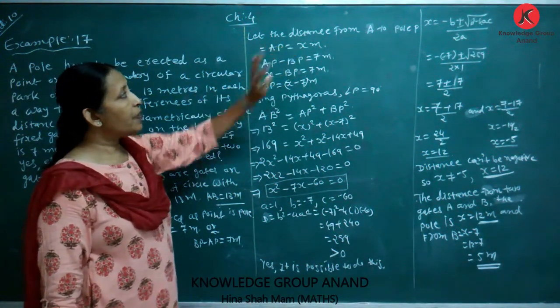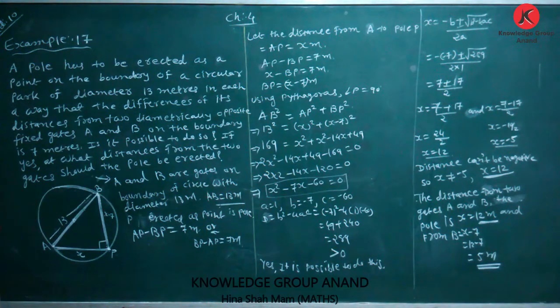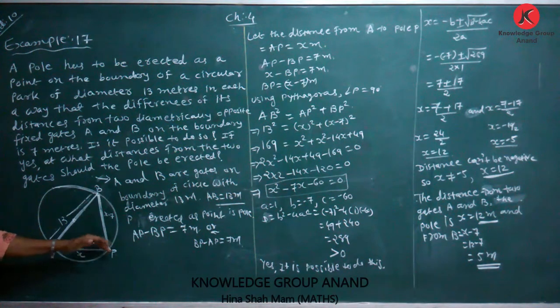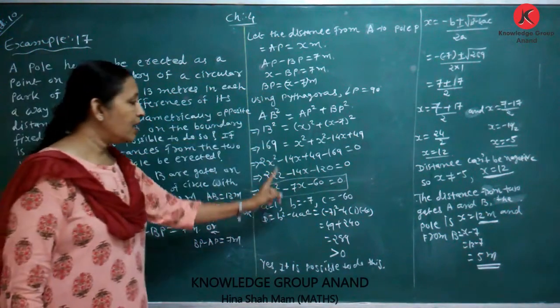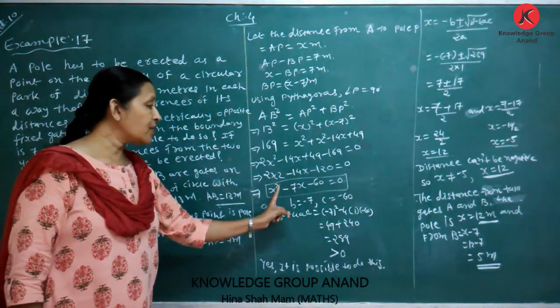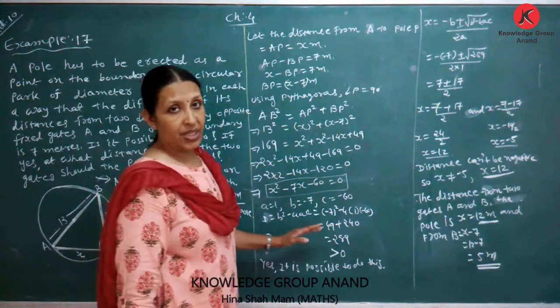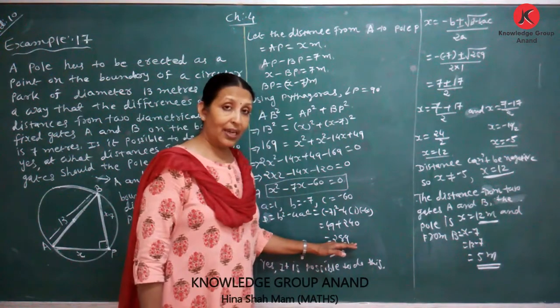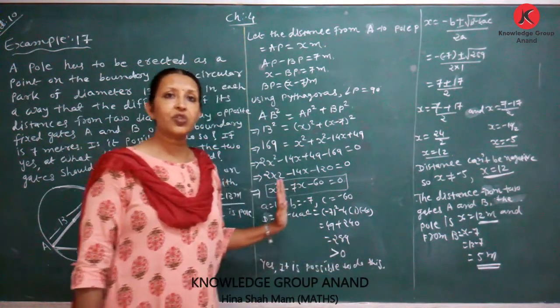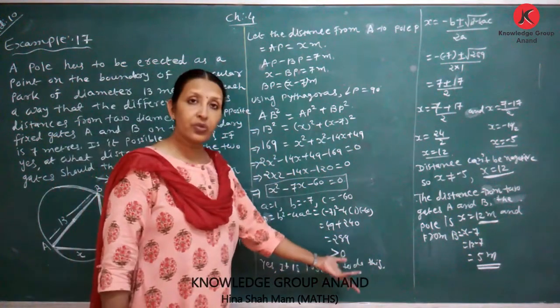Then we prepare the formula. Distance from A to pole P, AP is equal to x meter. AP minus BP is equal to 7 meter, so BP is equal to x minus 7. In a circle, the pole is erected, therefore it is a right angle, angle P is equal to 90. We use Pythagoras, then we make our equation x square minus 7x minus 60 is equal to 0. First we find the discriminant. The discriminant is 289, which is greater than 0. Therefore, this situation is possible. Yes, it is possible to do this.